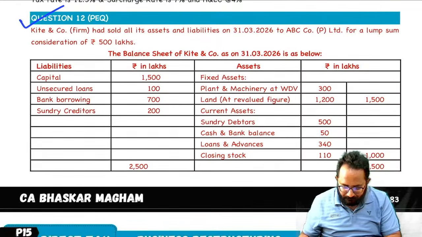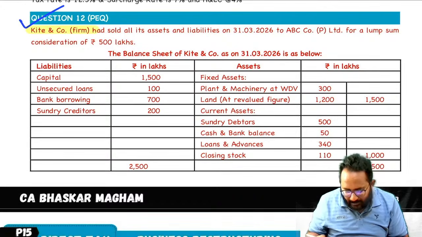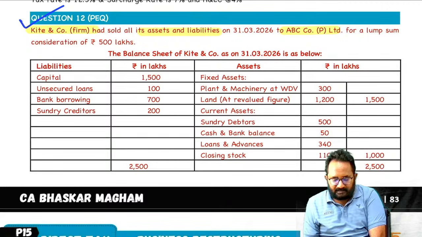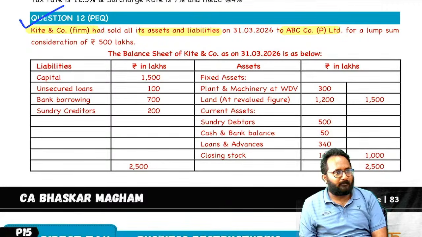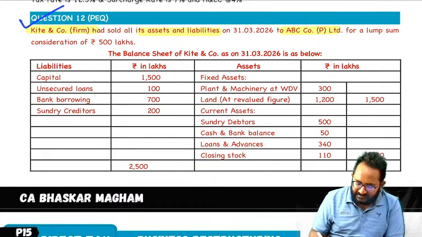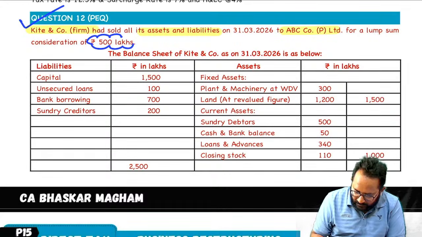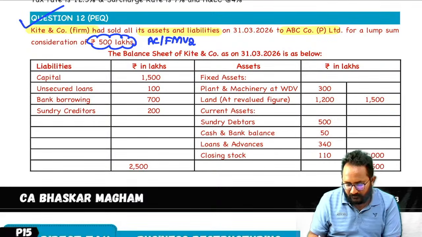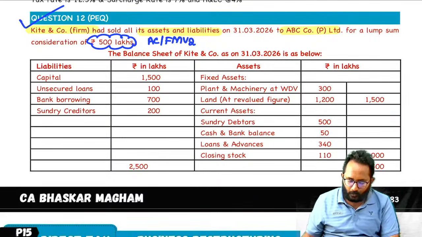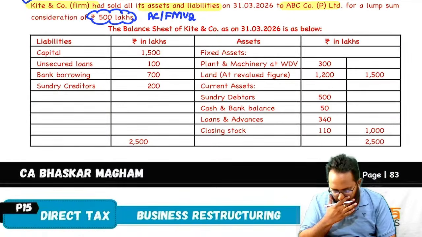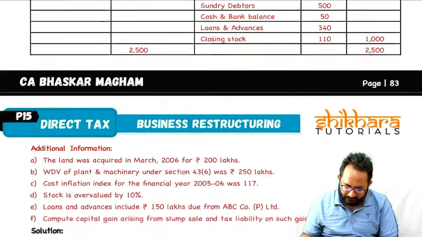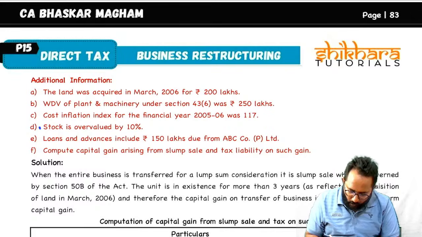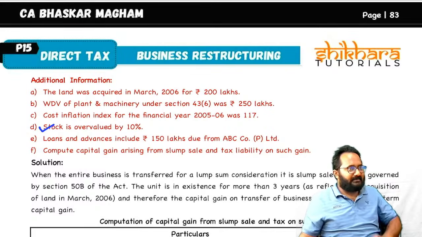Listen, Kite and Co, a partnership firm, sold all their assets to one company. A partnership firm selling its assets to a company means slump sale. Consideration is how much? 500. It is only AC or FMV2, whichever we call, no problem. Next, they have given all those things. Now, one point here I have to highlight: stock is overvalued, that means revalued upwards.